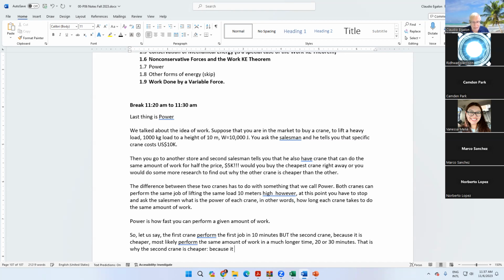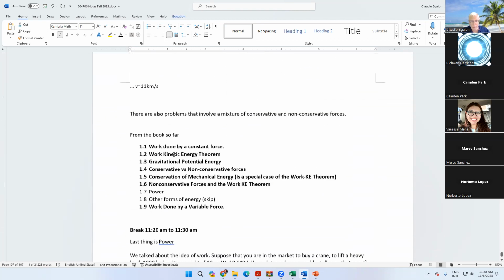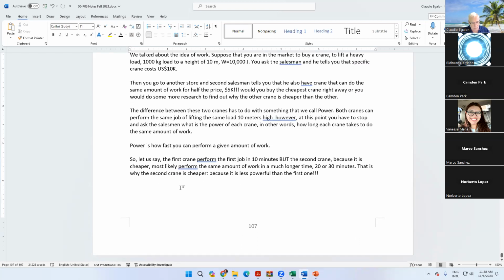Because it is less powerful than the first one. Okay. And how do we define power? Power is defined in the following way. Power is defined as the amount of work divided by the amount of time. It's like a speed, right?